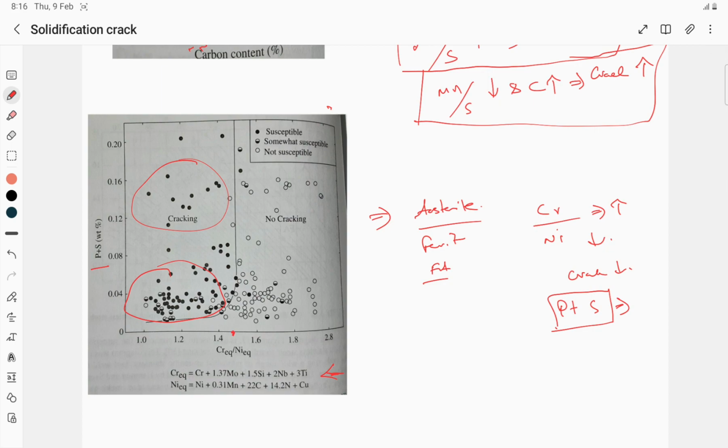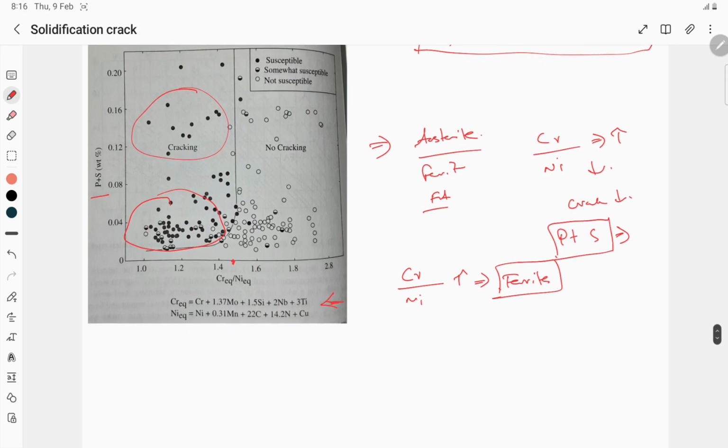This picture is also taken from the same textbook. So what does that mean? If the chromium equivalent to nickel equivalent ratio is higher, it will generally result in a ferrite mode of solidification. Generally if a material has more ferrite content, it will help reduce solidification crack formation, because ferrite has the capability to absorb sulfur and phosphorus. If you are able to absorb sulfur, then the possibility for the formation of crack is less.